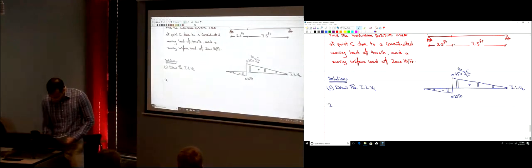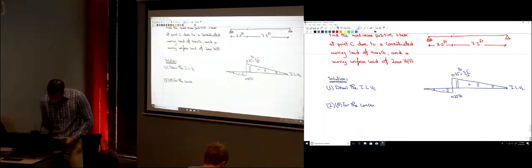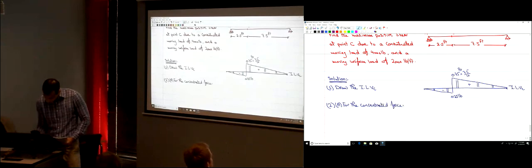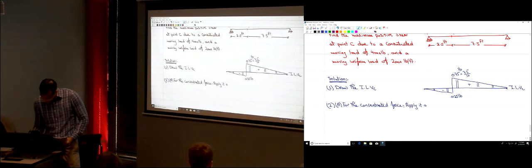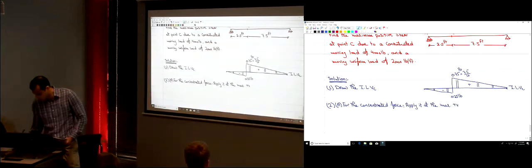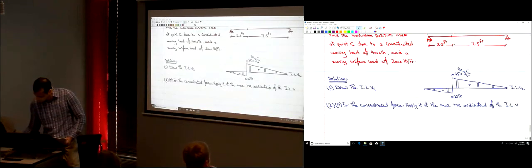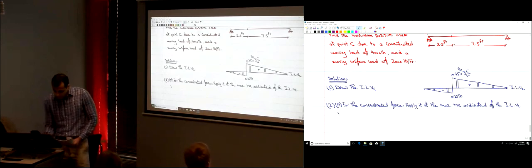So now, the location for the concentrated force we're going to apply is at the maximum positive coordinate of the influence line. Okay, what about the other load that we have?